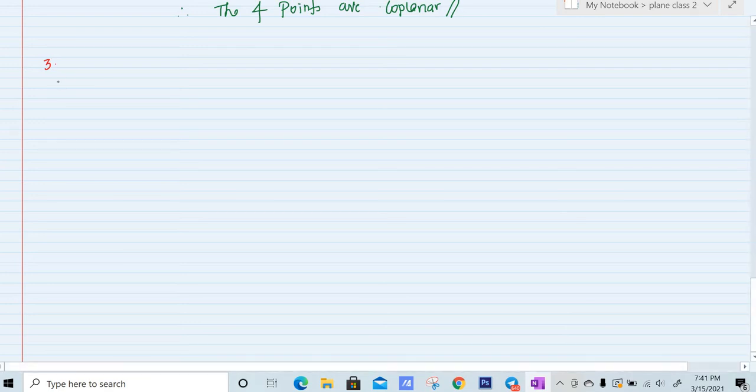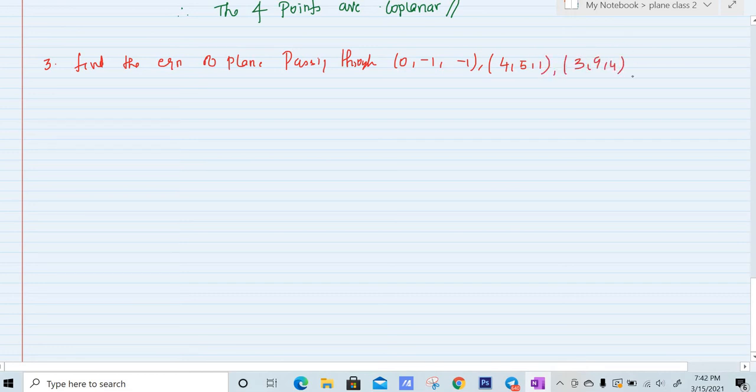Find the equation of plane passing through 0, minus 1, minus 1, 4, 5, 1 and 3, 9, 4, and find the direction cosines of the normal. So we need to find the equation of plane that has to pass through these 3 points. Also we need to find the direction cosine of the normal to that plane, right?